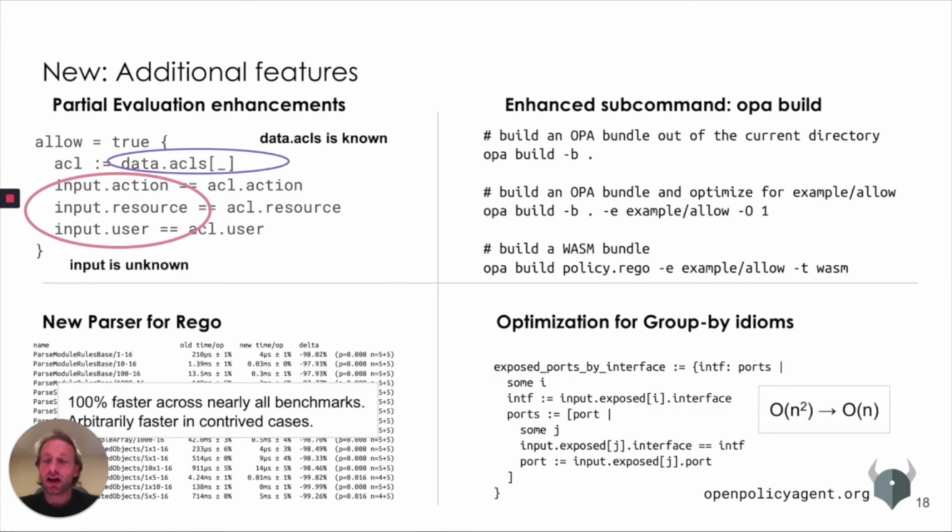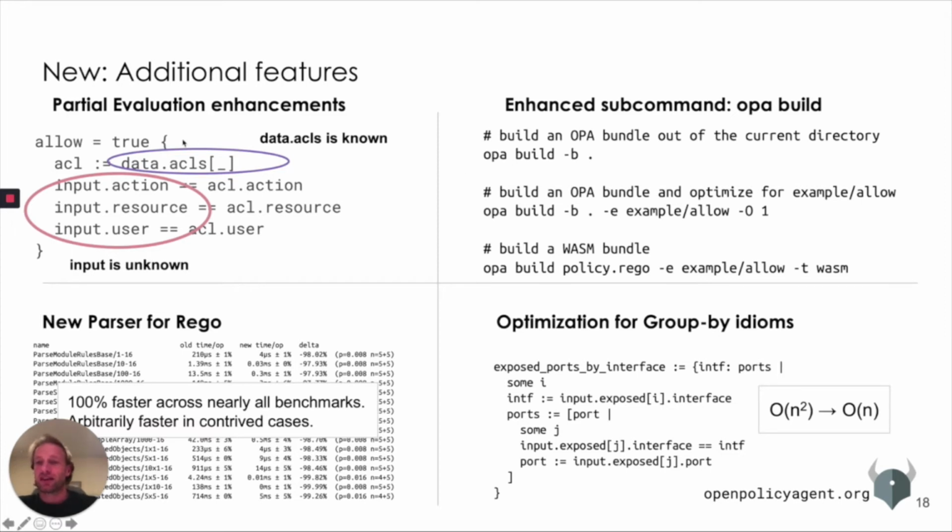There are a few additional features that I'll mention here. One of which is some enhancements to partial evaluation. So remember that partial evaluation is a compilation technique. The idea is that you want to evaluate as much of a policy as you can at the time you build the bundle or at the time you compile that policy. And in so doing, the hope is that you've got less work to do at evaluation time, therefore yielding faster evaluation results. So in the past, there have been some restrictions on what portions of the policy get evaluated.